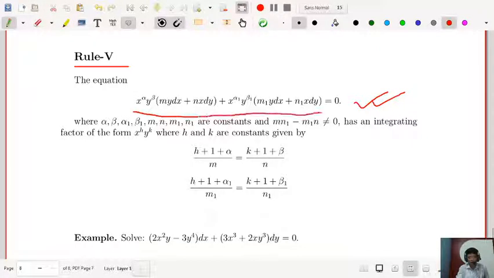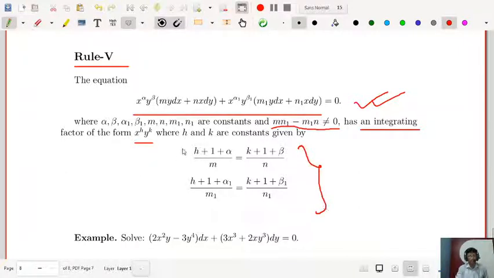Look at the form, there are so many things: alpha, beta, m, n, alpha 1, beta 1, m1, n1. These are all constants, and this is the condition where you can apply: m n1 minus m1 n should not be 0. Please check that before you apply. It has an integrating factor of the type x to the power h, y to the power k, where h and k are constants given by these two simultaneous equations.